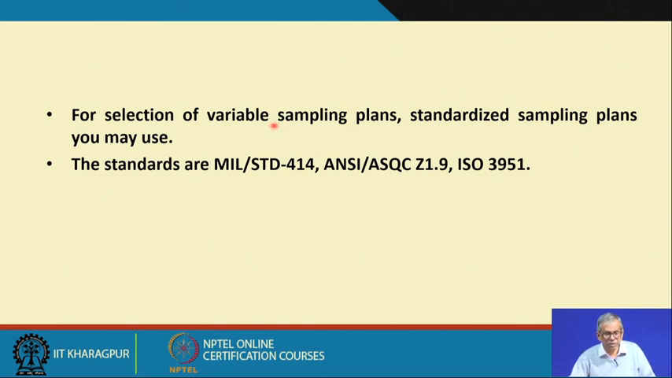For selection of variable sampling plans, you may use standardized sampling plans, like you do for attribute sampling plans. The standards are, as I have already pointed out, MIL STD 414, the equivalent standard ANSI ASQC Z1.9, and the equivalent ISO standard ISO 3951. So we have completed our lectures on the different types of variable sampling plans. In the subsequent lecture sessions we will be referring to a set of numerical problems.